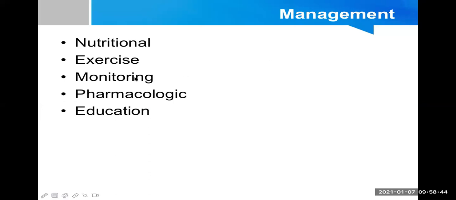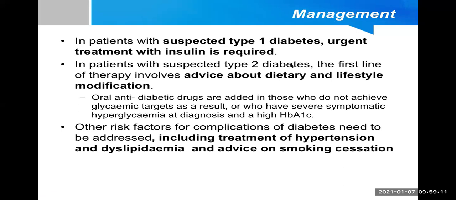So this management is divided into different headings: nutritional, exercise, monitoring of blood glucose and hemoglobin A1C, pharmacological management, that is with the help of medicine or drugs, and education, health education. What is diabetes? What are the long-term or short-term complications of diabetes? How do we control it? All these things should be told to the patient.